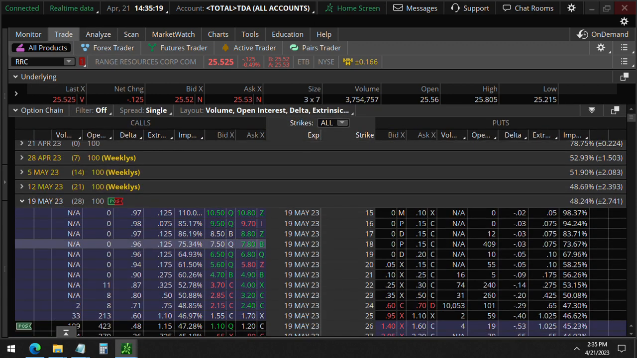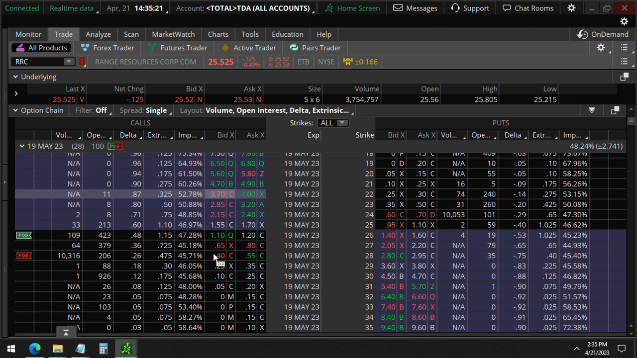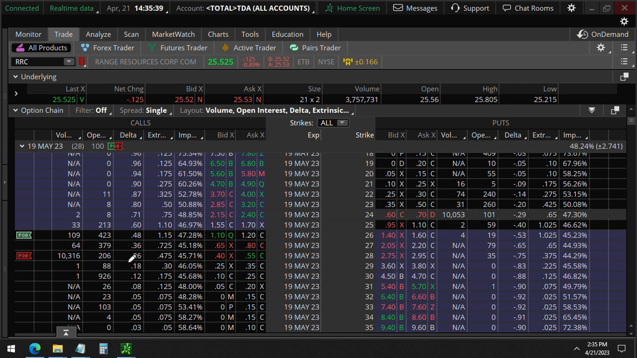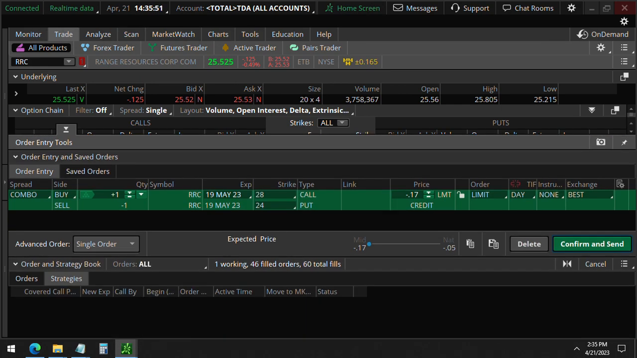This is the trade here, 10,000 volume, you'll see, greater than the open interest. Same with here, greater than the open interest. We did a slightly different trade because we didn't want to use so much of that buying power. For their trade, they bought the 28 strike calls and sold the 24s.